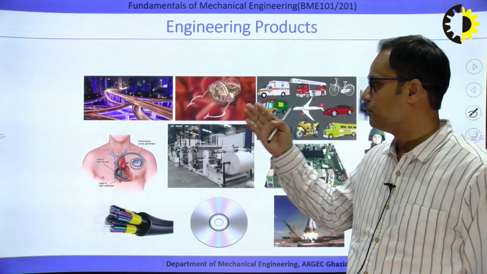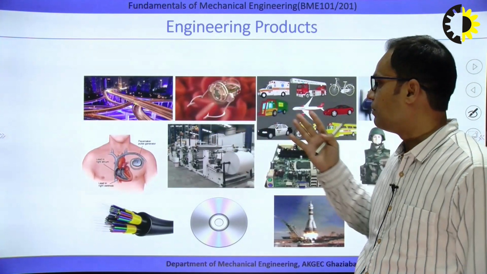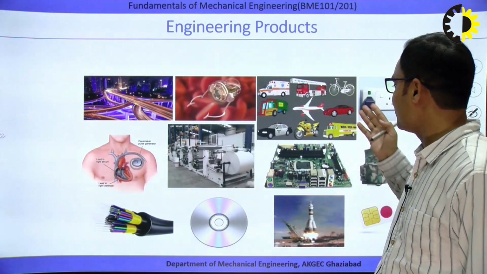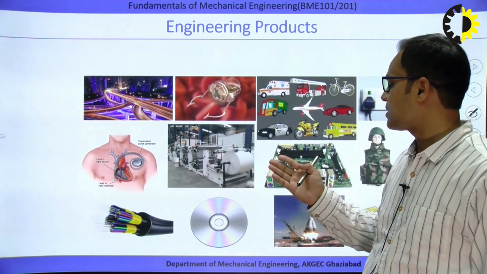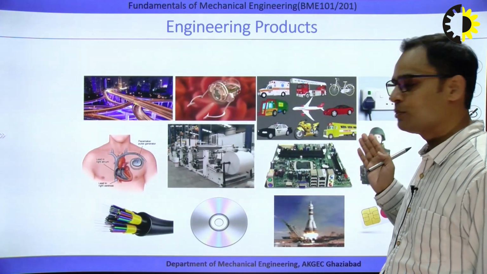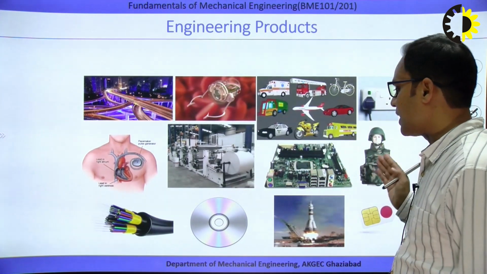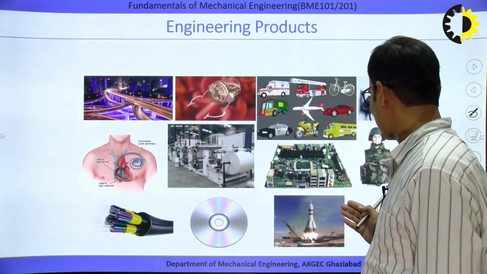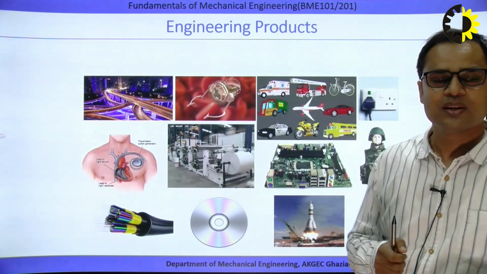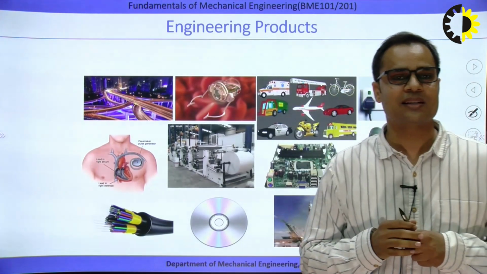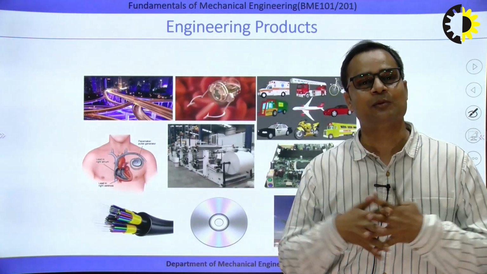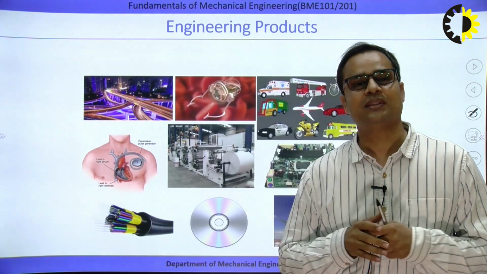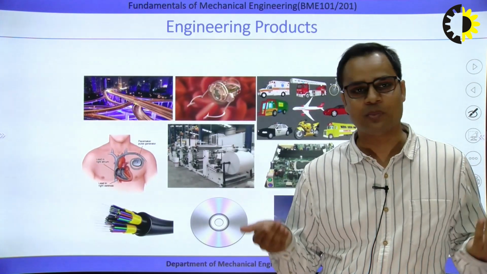We can start from bridges, and we can see nano robots, and man-made automobiles, switches, the human system, different kinds of machinery, motherboards, jackets, optical fiber, CD, capsule, and we can also see the SIM. So these are some basic examples of multidisciplinary products. These products are designed for different purposes.